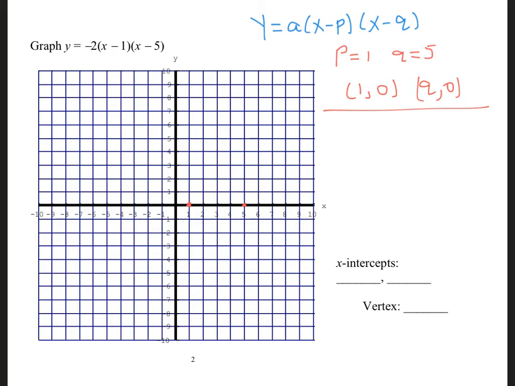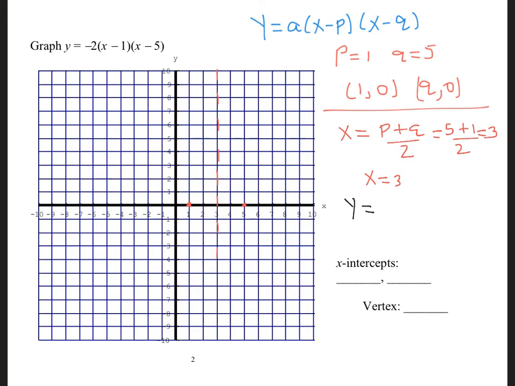Once we find the intercepts, we're going to find a point in between. If I go back to p and q, the x is given by (p + q) over 2, which is (5 + 1) over 2, which is 3. So the vertex is going to be along this line. That means x is equal to 3. Now to find y, I'll plug 3 into this equation.